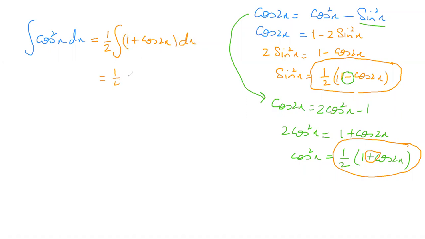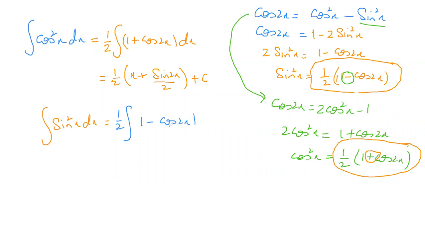So this will be half into x plus sine 2x over 2, and then plus c. And if you quickly look at how to integrate that sine square x, we can write this as half into 1 minus cos 2x, and this gives you half into x minus sine 2x over 2 plus c. So that is how you integrate the sine square x and cos square x.